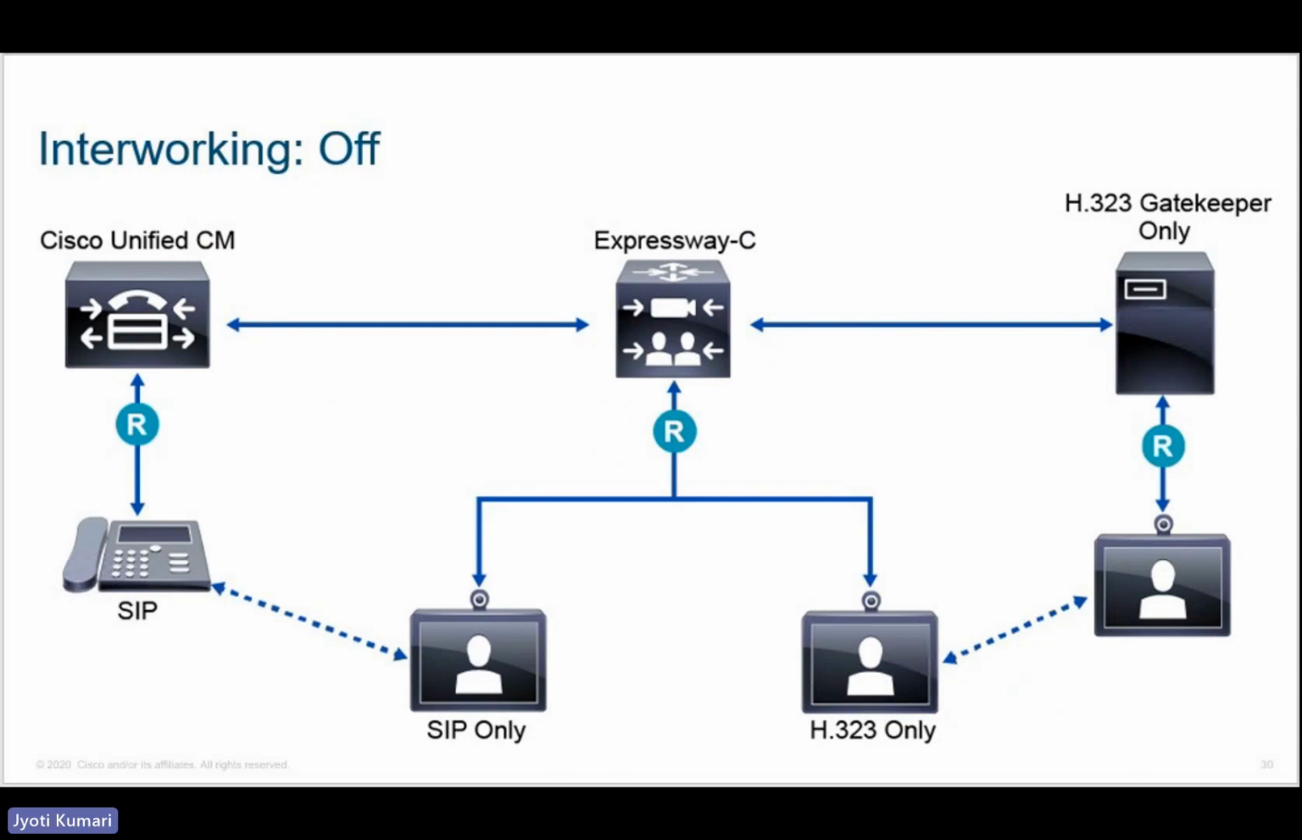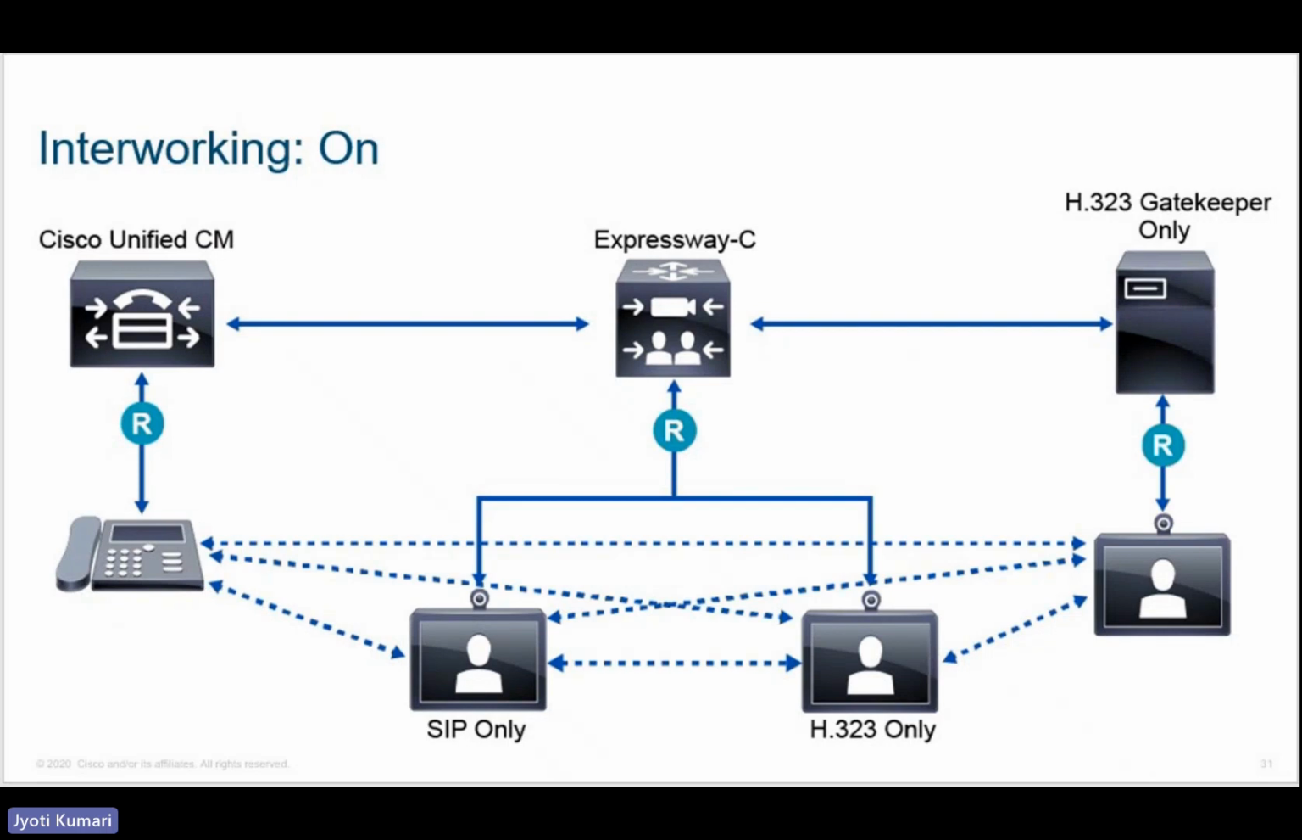So interworking in Expressway has three possible settings that define how it behaves when interworking is required. The off setting means that interworking will not happen on this Expressway device. When Expressway identifies that the two devices are using different protocols, if interworking is set to off, it will not interwork that call. However, if interworking is allowed, then the call will be functional and will work. So that is where interworking on would be required.